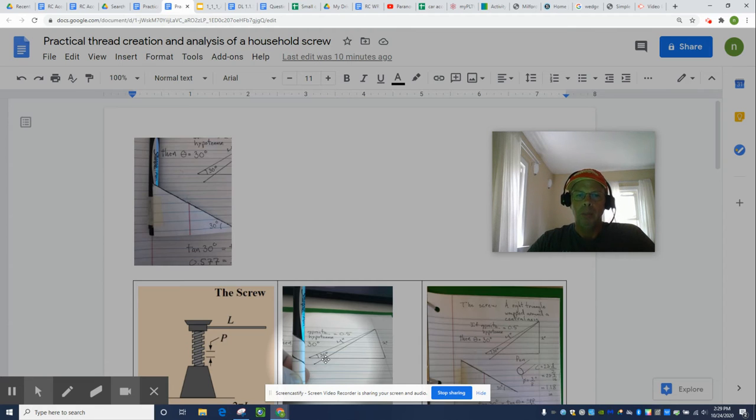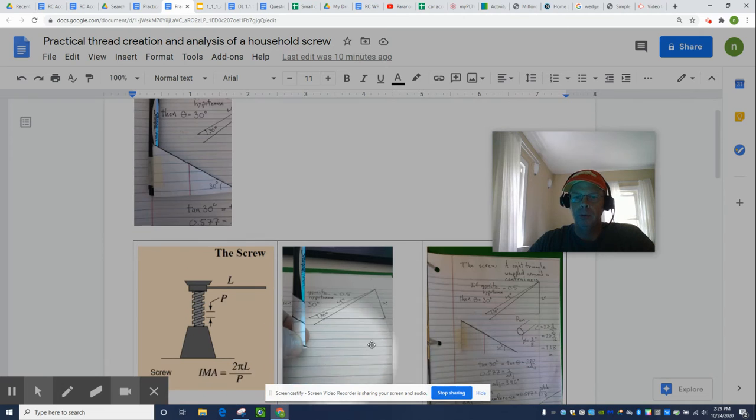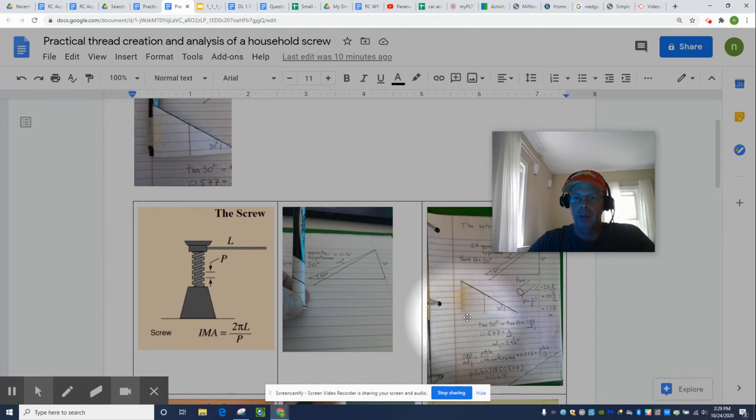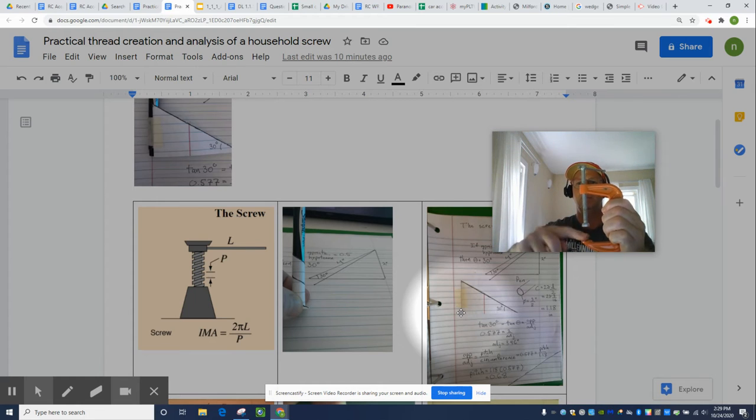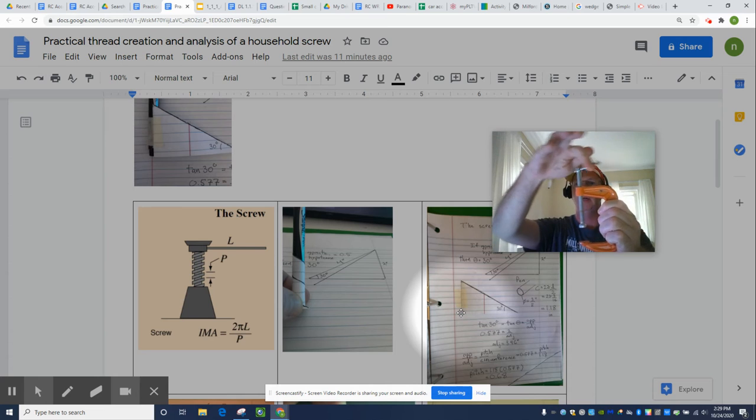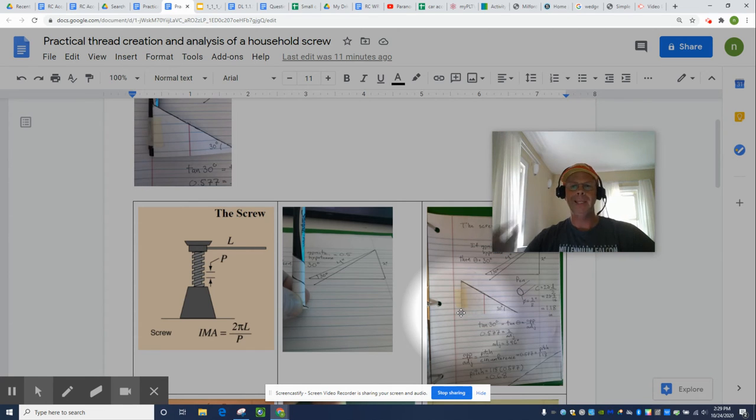So the point of this is to sort of convince you that this side, the adjacent leg, is the circumference of the circle, and this side is the linear motion. That is, as you turn the circle, the cylinder goes up and down. So we're trying to equate this, the adjacent side, to the circumference, and this, the opposite side, to the pitch, the linear distance moved for one rotation.